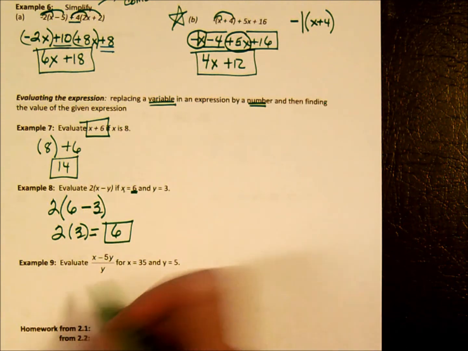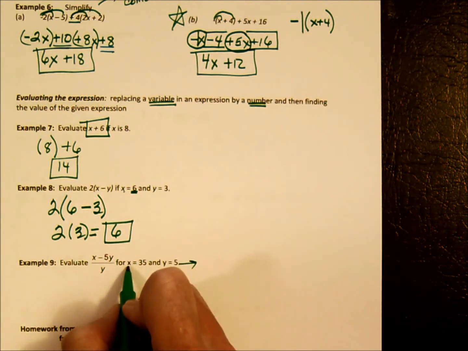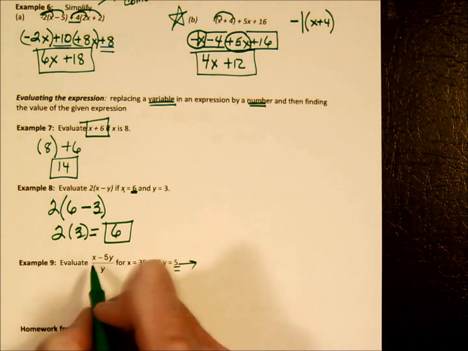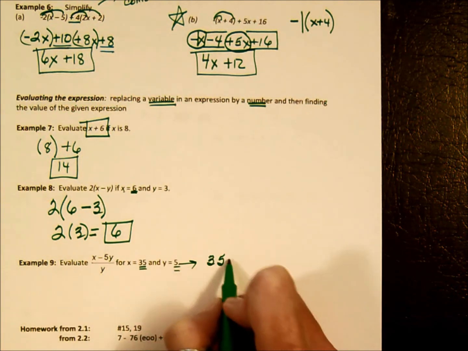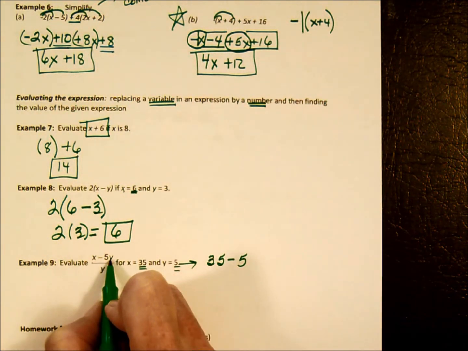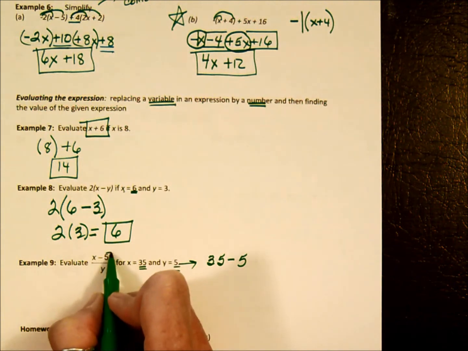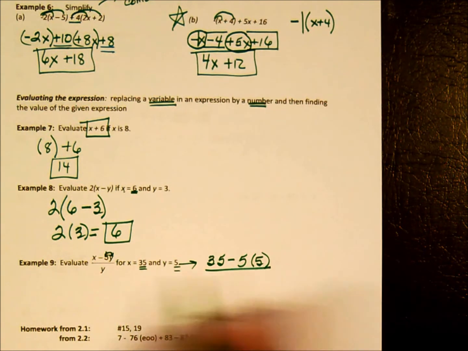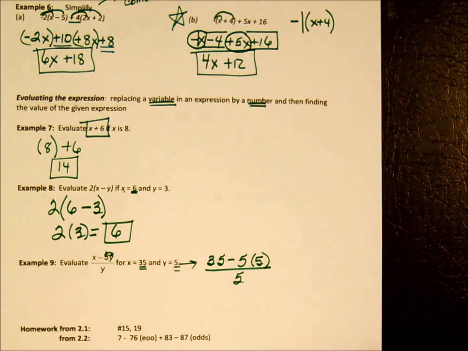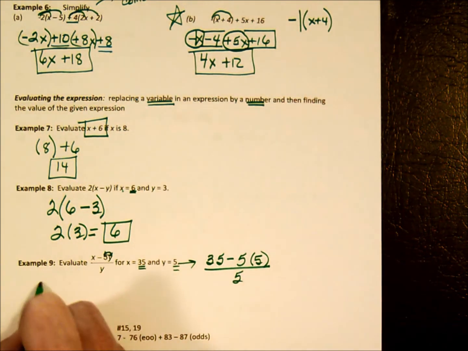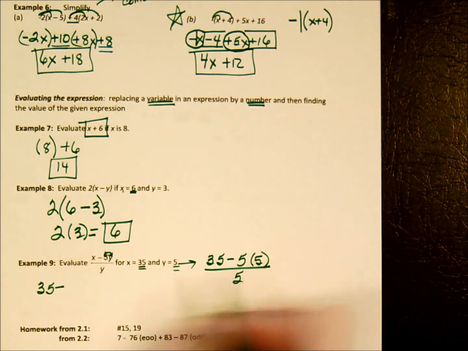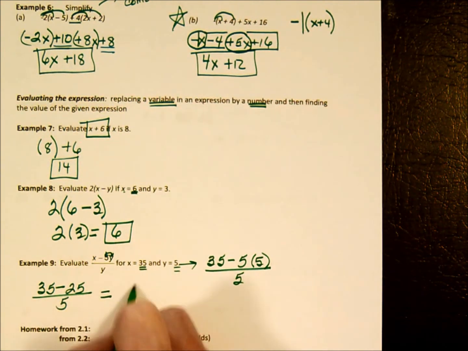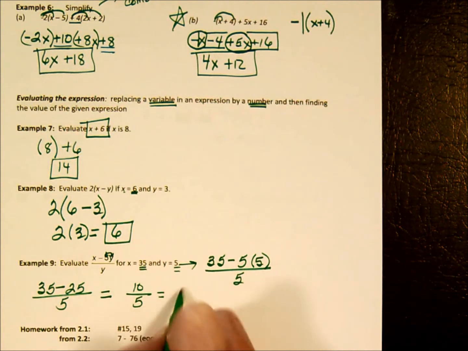For this one, you've got to be very careful because everywhere there's an x, you're going to put a 35. Everywhere there's a y, you're going to put a 5. So it's going to be 35, minus 5, take out the y, put in a 5. Notice they're written side by side. That indicates multiplication. And here's another y, so that's a 5. So what we have is 35 minus 5 times 5 is 25 over 5. 35 minus 25 is 10 over 5 is 2.